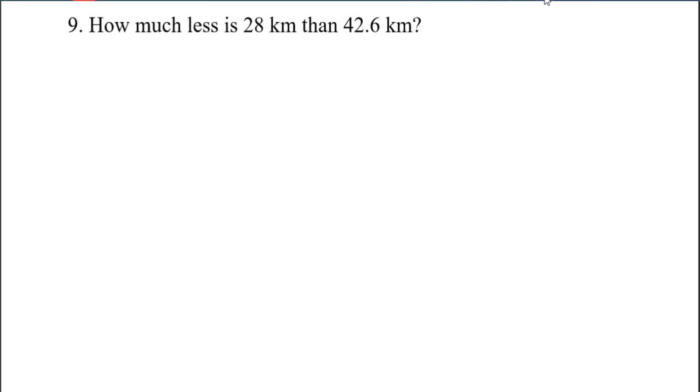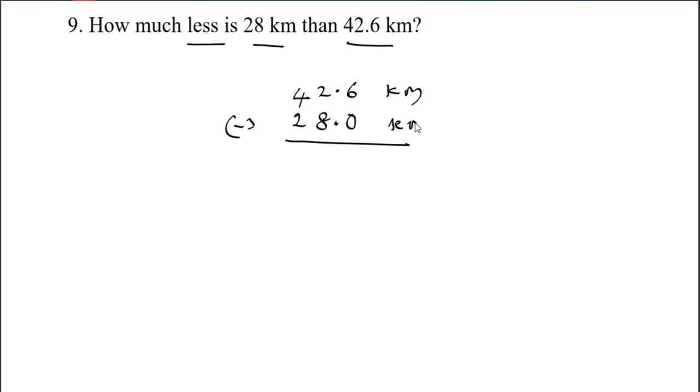Now the last one is, how much is less? Less means subtract it. How much is less this one than this one? Here this is the higher unit, so subtract 28 from 42.6. Of course this is kilometers and this is also kilometers. Is 28 a whole number or decimal number? Whole number. There is no decimal part. Put a point and then put 0 in the decimal part. Therefore 28 can be written as 28.0 kilometers.